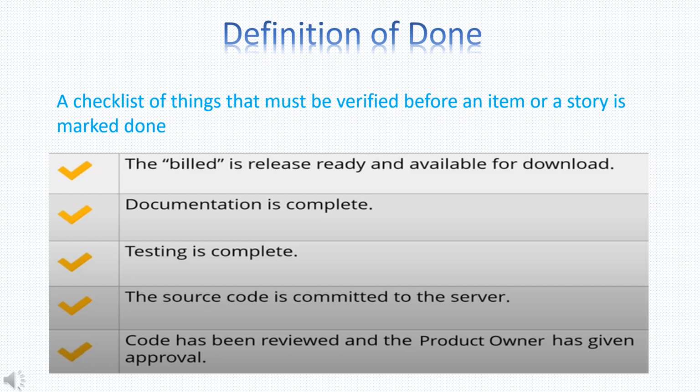This is an example of a definition of done where the build is release ready and available for download. Check. Documentation is complete. Check. Testing is complete. Check. The source code is committed to the server. Check. Code has been reviewed and the product owner has given approval. Check. It is expected that the definition of done will evolve as the Scrum team matures.